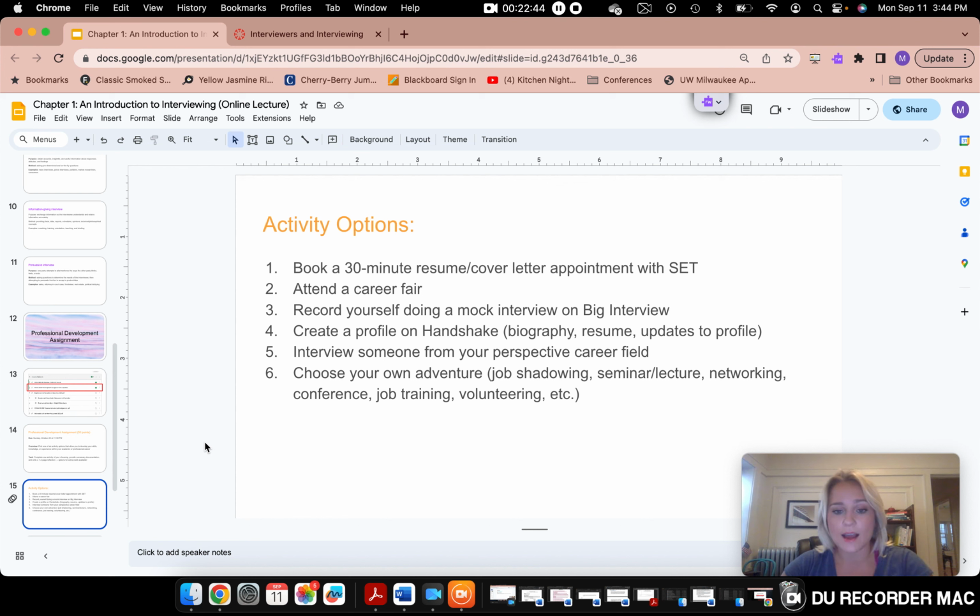So if you do this option, the choose your own adventure, be sure to just check out with me if your activity is okay and meets the assignment guidelines. You'll just provide then in your reflection of this activity a description of what you did, maybe even a screenshot of the flyer if you went to an event, if that's possible. So yeah, this is the professional development assignment in a nutshell.